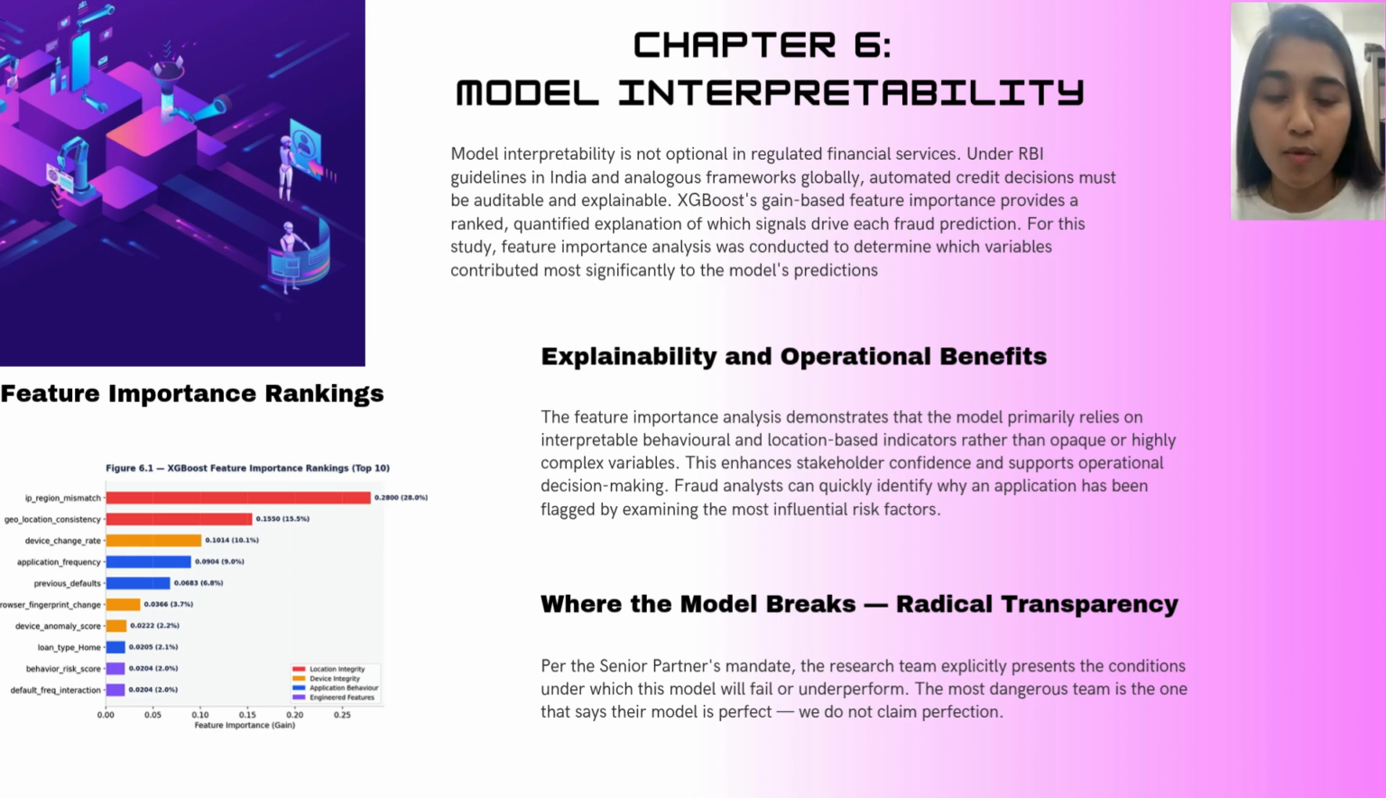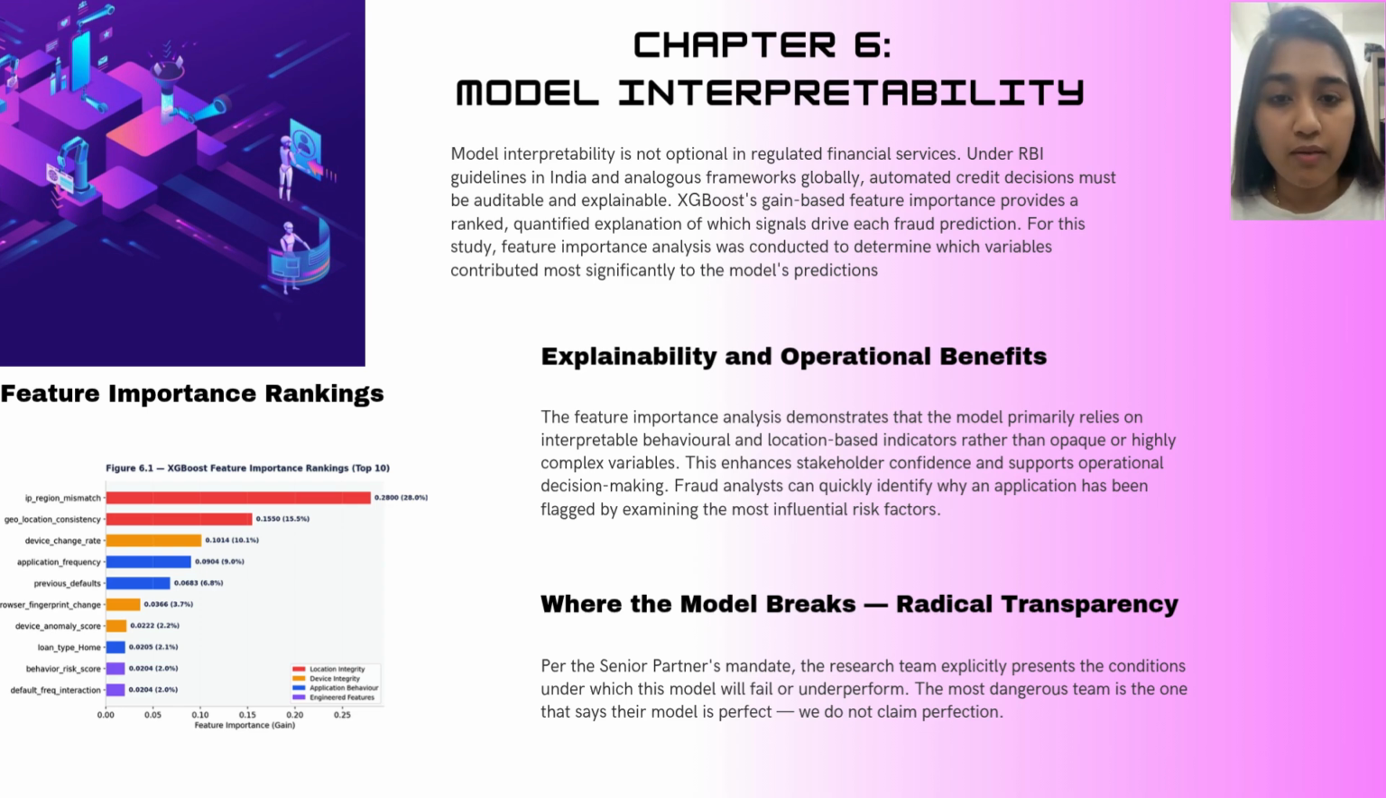Moving on to chapter 6, model interpretability, which is a critical component of any AI system used in financial services. Interpretability is not optional. In regulated environments such as banking and lending, institutions must be able to explain and justify automated decisions. Regulatory frameworks, including guidelines from the Reserve Bank of India, require that credit and fraud related decisions remain auditable and transparent. Therefore, beyond achieving high predictive accuracy, our XGBoost model must also provide a clear explanation for its prediction. To achieve this, we conducted a feature importance analysis using an XGBoost gain-based importance metric.